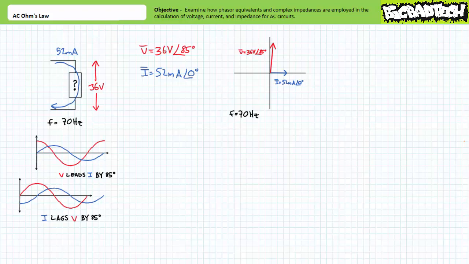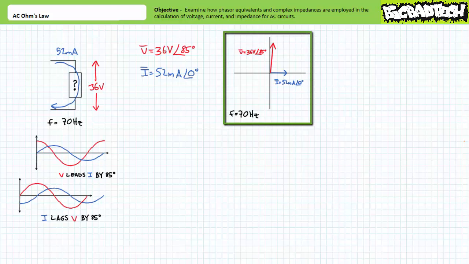Given how the initial conditions are phrased, however, voltage leads current by 85 degrees, let's just stick with this description and call current our reference. I equals 52 milliamperes at an angle of 0 degrees, and voltage equals 36 volts at an angle of positive 85 degrees, meaning voltage is leading current by 85 degrees. Note the phasor diagram shows V offset from I by 85 degrees, meaning voltage leads current by 85 degrees.